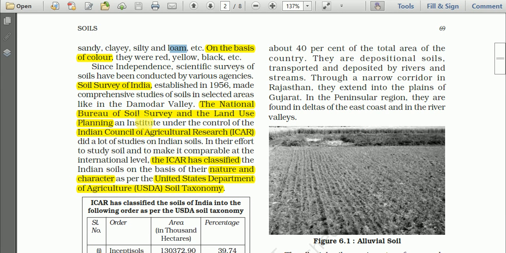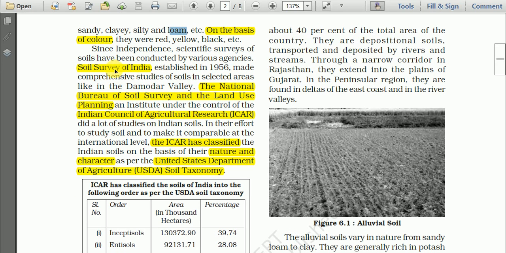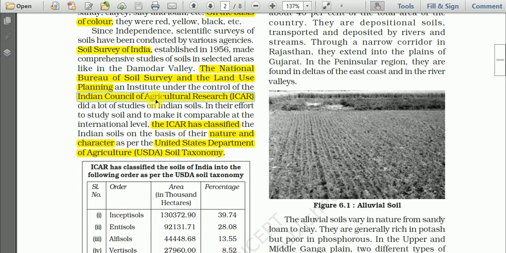So let us continue. Since independence, scientific surveys of soils have been conducted by various agencies. One such effort is the Soil Survey of India, established in 1956, which made comprehensive studies of soils in selected areas like the Damodar Valley. The National Bureau of Soil Survey and Land Use Planning, an institute under the control of the Indian Council of Agricultural Research (ICAR), did a lot of studies on Indian soils.